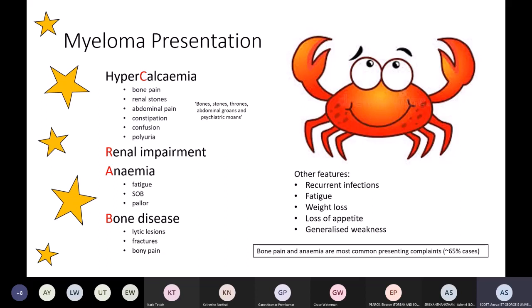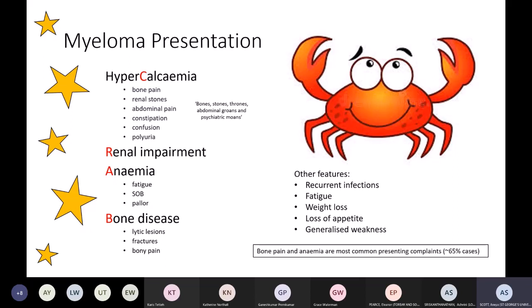And that's indicating that you're going to get bone pain, you can get renal stones, they have abdominal pain, they get quite constipated, and they can be a bit confused. So that's the hypercalcemia part. Then you can get renal impairment, you get anemia, so you're going to have people who have all the signs of anemia, so fatigue, shortness of breath, they might look a bit pale. And then bone disease, so you get these lytic lesions, and you get pathological fractures, and bone pain as well. And the most common presenting symptoms are actually bone pain and anemia.